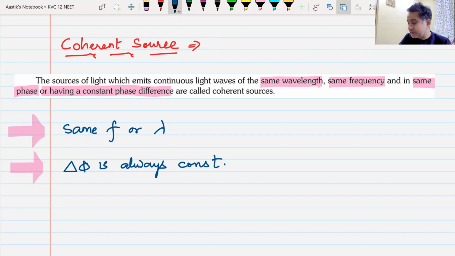Now, something given for your knowledge, because they might ask you a question based on knowledge, so you can just note it down. This is just a knowledge based question. How can you obtain coherent sources, and which type of coherent source is used where? You will have to note it down. So I will just show it on a slide that you can note it down.